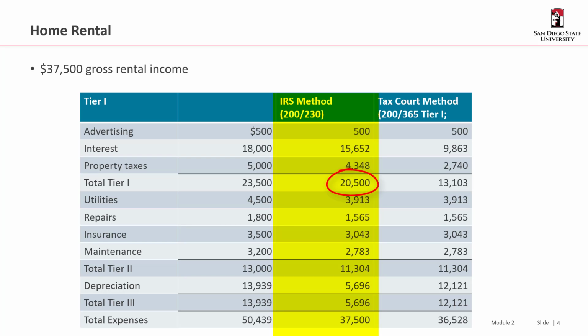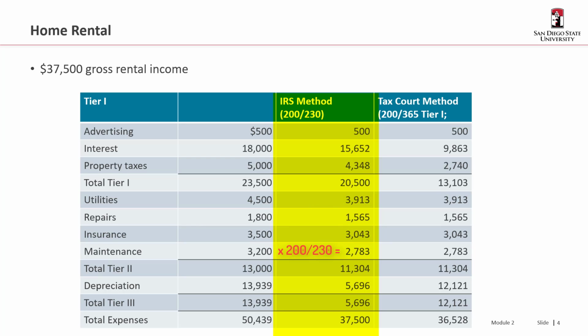Now, important about Tier 1 is that those expenses are deductible even if they exceed gross rental income. There is no prohibition on deducting all of the allocated amount of those expenses. That's simply not true for Tier 2 and Tier 3. Okay, that said, let's keep working because 20,500 is less than gross rental income. So let's keep working our way down, and we would perform the same allocation on utilities, repairs, insurance, and maintenance.